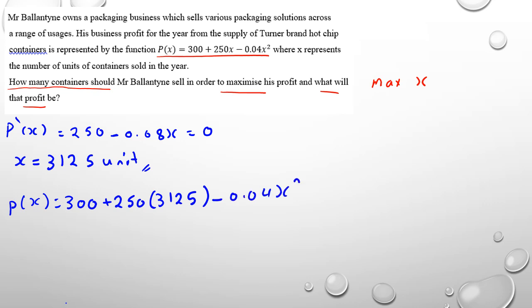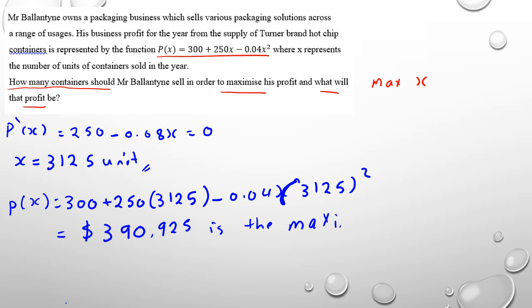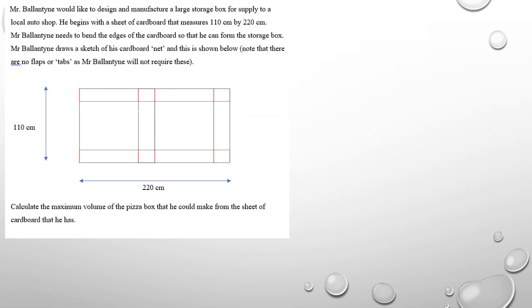Sorry, not x squared. Oops. And then if you substitute that, get your answer in the calculator, you get 390,925 is the maximum profit. Now next question.